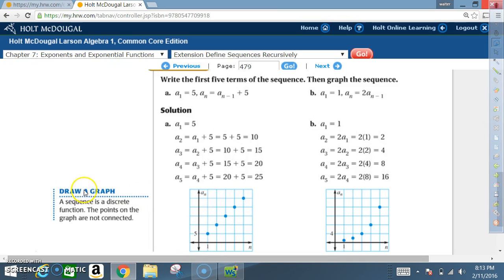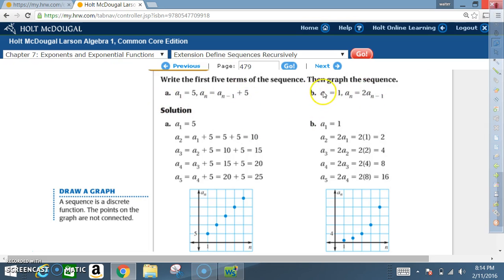If you come over here and read, we'll notice it says, draw a graph. A sequence is a discrete function. The points on the graph are not connected. When the points are not connected, it's called discrete. Remember that. When the points are connected, it is called continuous. Now we just completed an arithmetic sequence. Now we're going to do a geometric sequence.